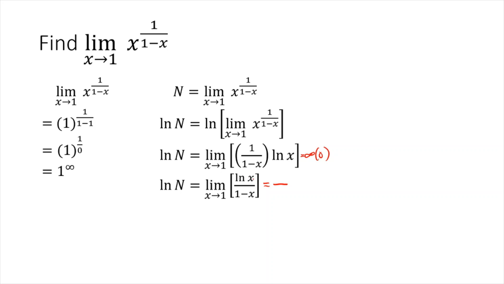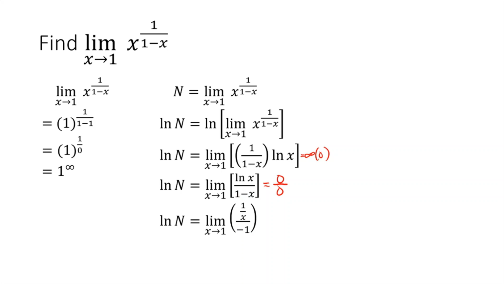So ln of x, where x is 1, again ln of 1 is 0. And then 1 minus x, where x is 1, 1 minus 1, that's 0. So it's an indeterminate quotient. We can now apply L'Hopital's rule. Applying L'Hopital's rule, the derivative of ln of x with respect to x is 1 over x, and then the derivative of 1 minus x with respect to x is negative 1.